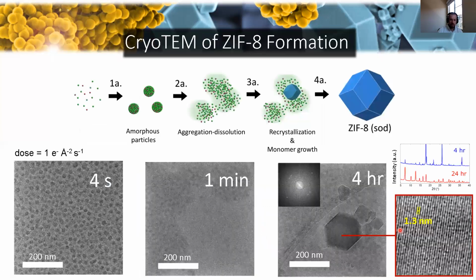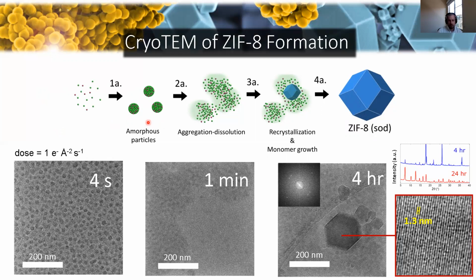So by CryoTEM, we studied this formation process, and essentially we just take aliquots at different time points, vitrify them as soon as we take them, and then study them later in the microscope. So what we found for this ZIF-8 only system is that really after very short time periods, just a few seconds, you start to form these amorphous particles. And I should say in this case, we're defining what we mean by amorphous as the lack of crystalline structure observed in real space.